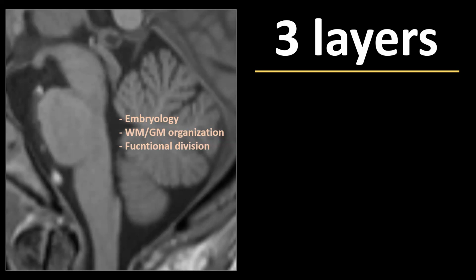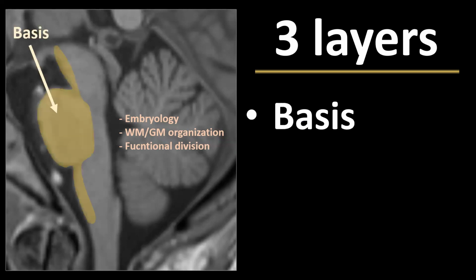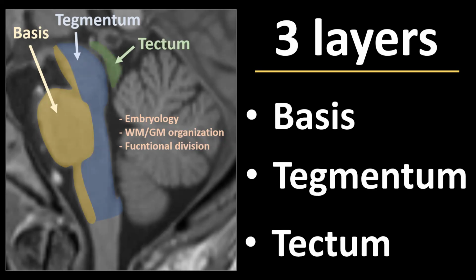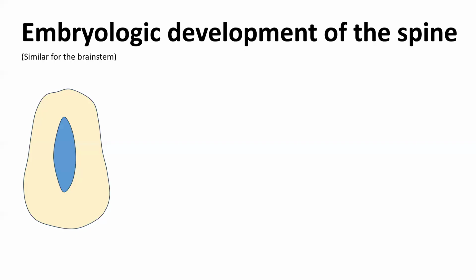How about the three layers? So we have a ventral layer in the brainstem called the basis. We have a more posterior layer called the tegmentum. And then we have a small tectum, which is only present at the level of the midbrain. The division of the brainstem in these three layers is based on embryology, so I'm going to discuss brainstem embryology a bit more in detail in the next slides, but also on the organization of the white and gray matter in the brainstem, and there's also a functional basis, so you will encounter different functions in these different layers. Let's start with some embryology.